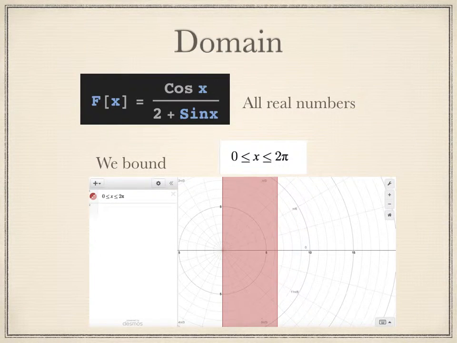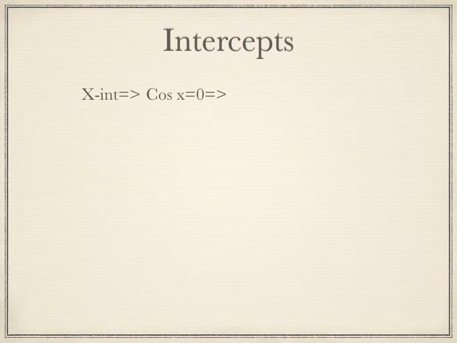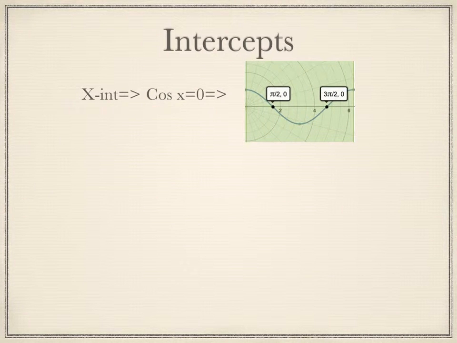So the graph looks like this. We only need this portion, the red portion on the graph. The intercepts: we put cosine x equals 0, and as shown in the picture, the cosine is 0. It's just a basic cosine graph. It's pi over 2 and 0, and 3 pi over 2 and 0. So the x-intercepts would be pi over 2 and 0, and 3 pi over 2 and 0.